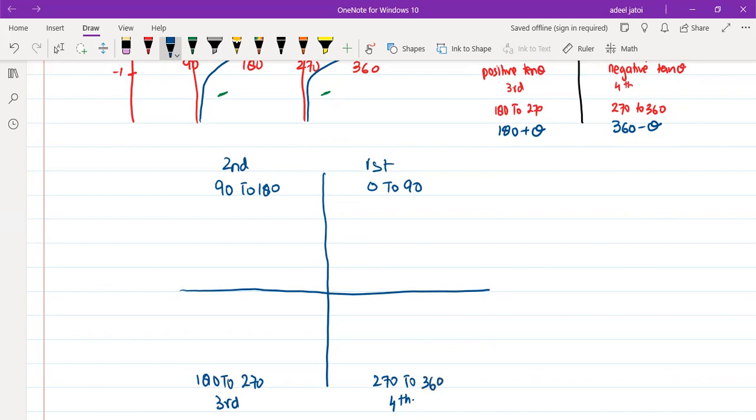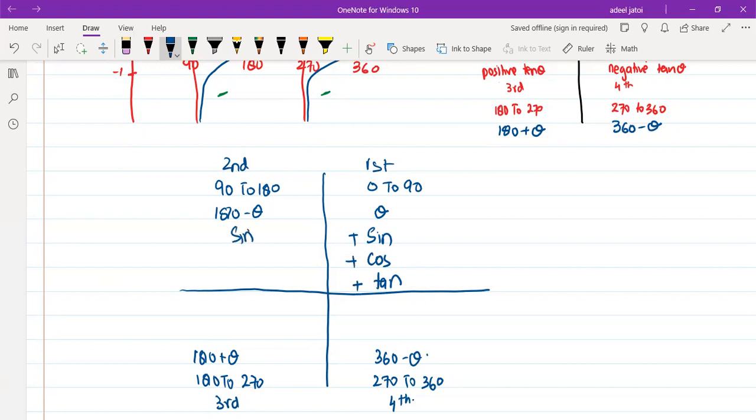Your answer in the first one is theta. The answer in the second one is 180 minus theta. Here your answer is 180 plus theta. And here your answer is 360 minus theta. Then in the last thing, you need to understand that sine, cos, tan, all are positive in the first quadrant.